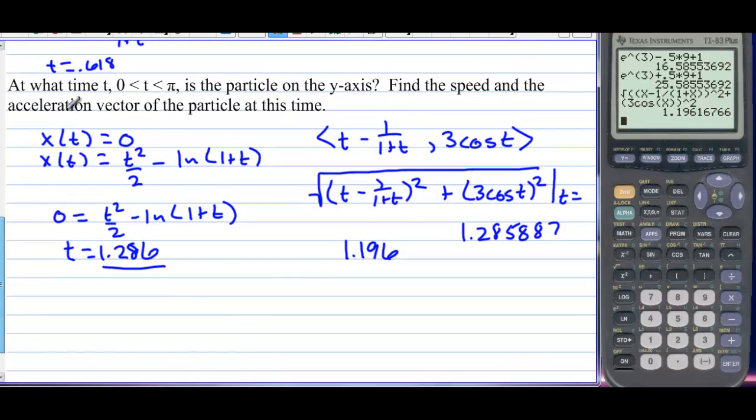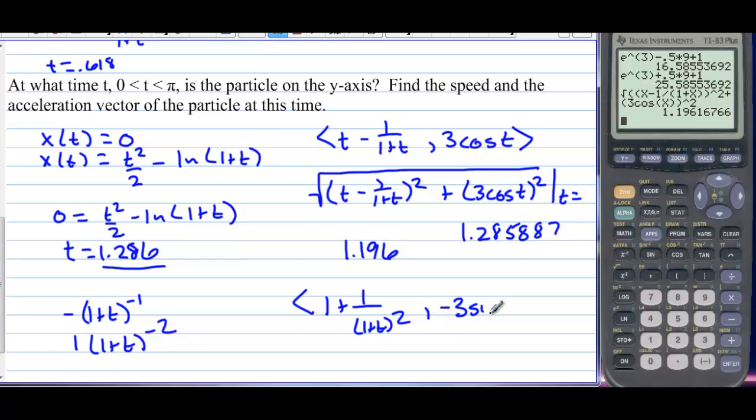And finally, they want the acceleration vector. We have to take the derivative of the velocity vector. We have 1, and there's the derivative of t. Then we have 1 plus t to the negative 1. So we have 1 times 1 plus t to the negative 2. 1 plus 1 over 1 plus t squared, comma, negative 3 sine of t.